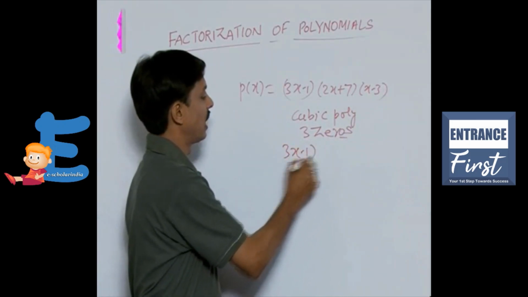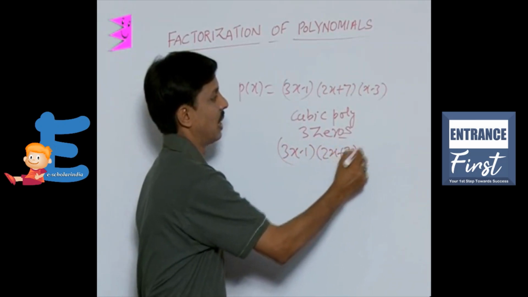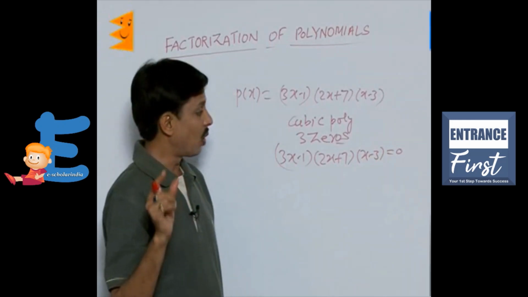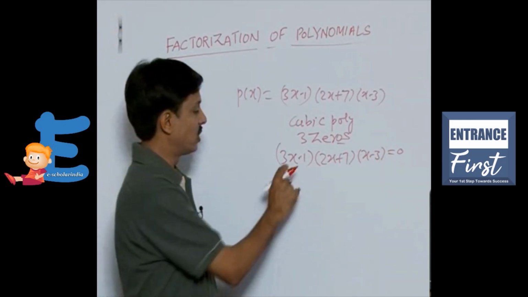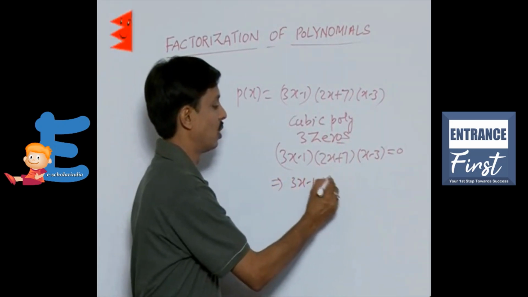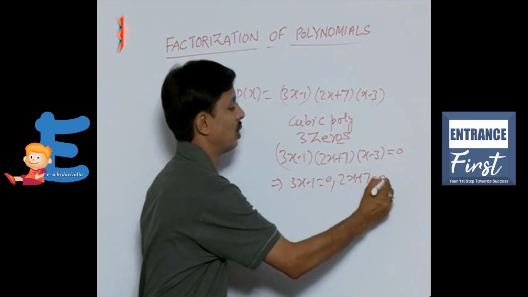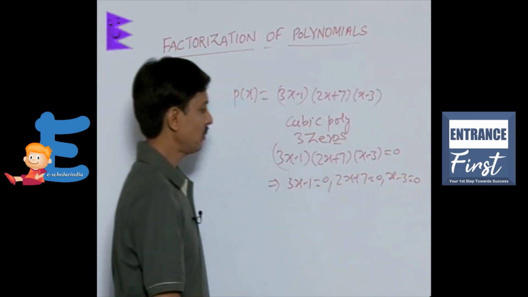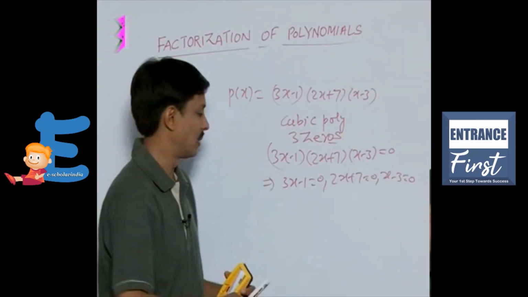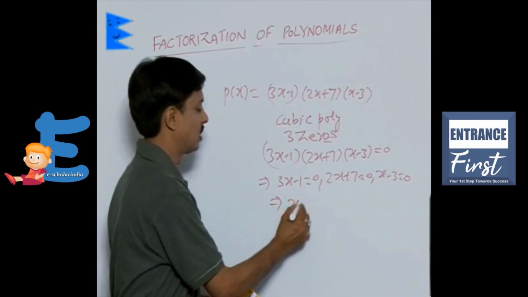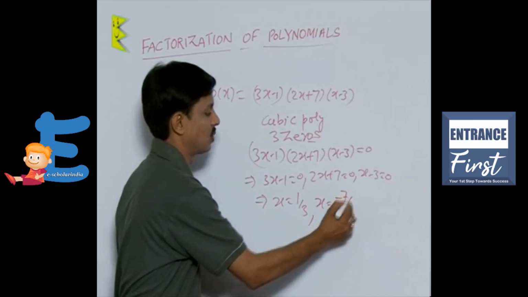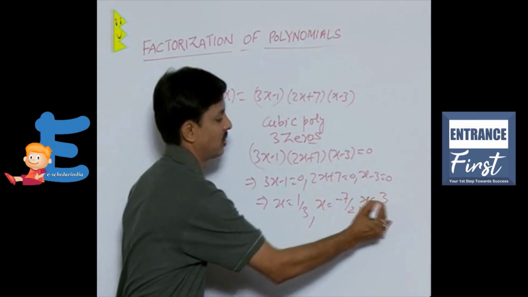So I can say (3x − 1)(2x + 7)(x − 3), this result has to be 0. I am looking for only those values of x for which this can be 0. So this implies 3x − 1 = 0, 2x + 7 = 0, x − 3 = 0, because when 0 is multiplied to any expression, the total result becomes 0. So with the help of this, the first part says x = 1/3, the second part says x = −7/2, the third part says x = 3.